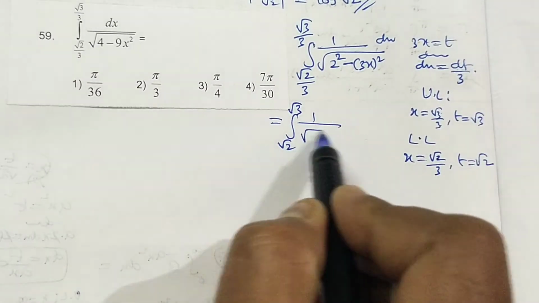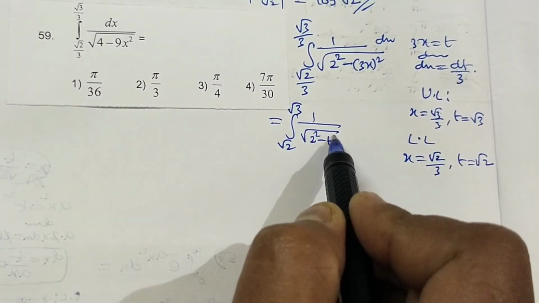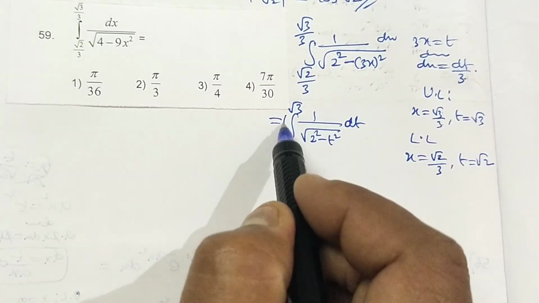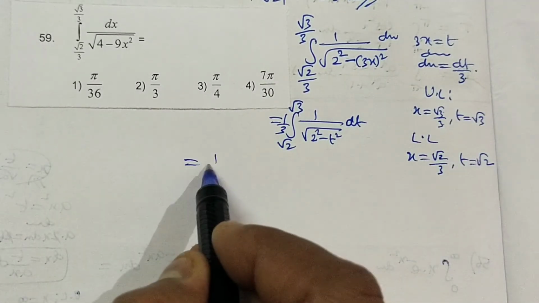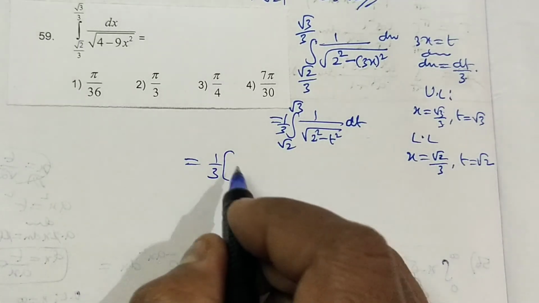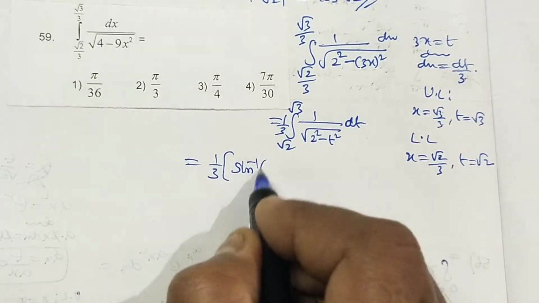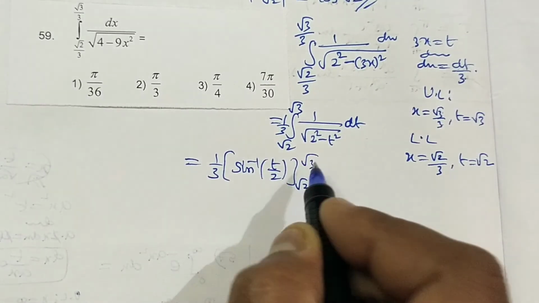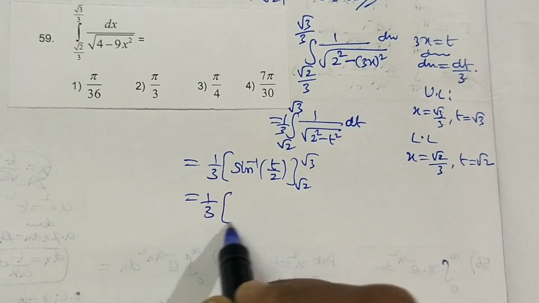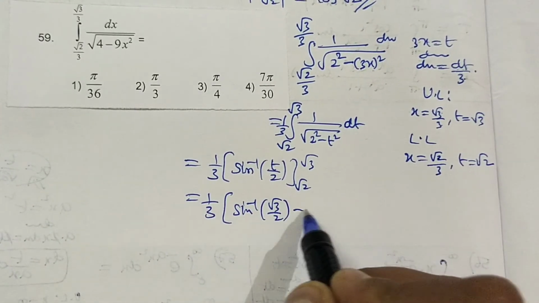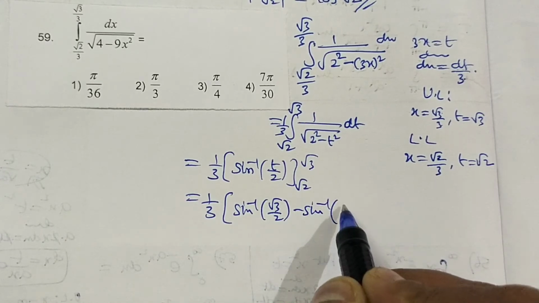1 by square root of 2 square minus t square into dt by 3. So 1 by 3 you can take outside. Integral 1 by root of a square minus x square means sin inverse x. So sin inverse of t by 2, applying the limits root 2 to root 3, 1 by 3 sin inverse of root 3 by 2 minus sin inverse of root 2 by 2.